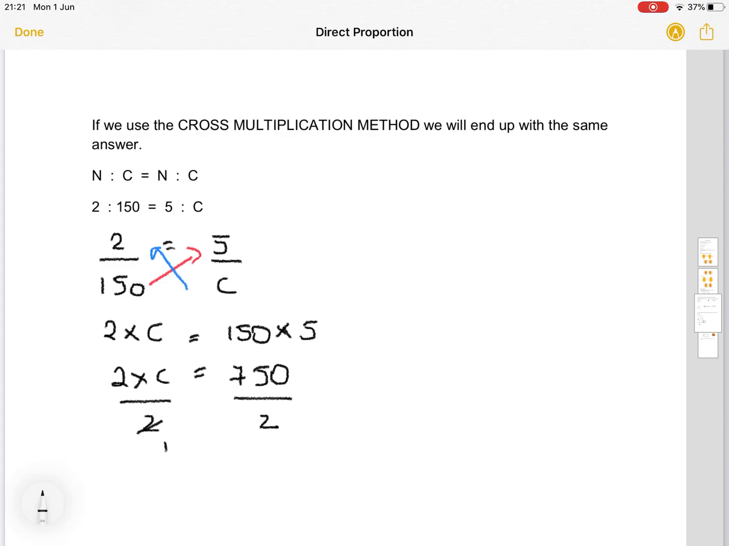So 2 into 2 goes 1. 2 into 750 goes 375. To remainder 1, that is 7 goes 1, 375. So C, the cost of 5 nights, it's 375.